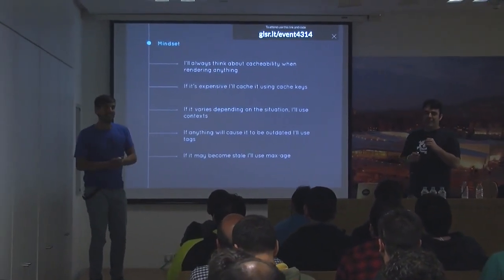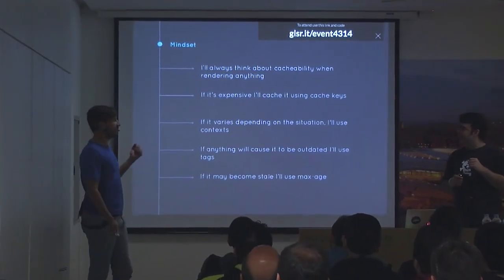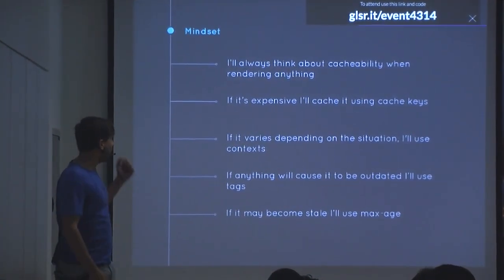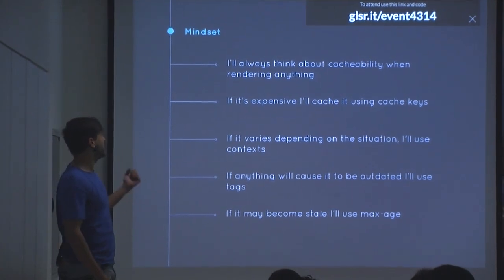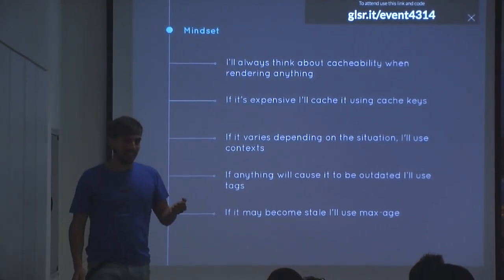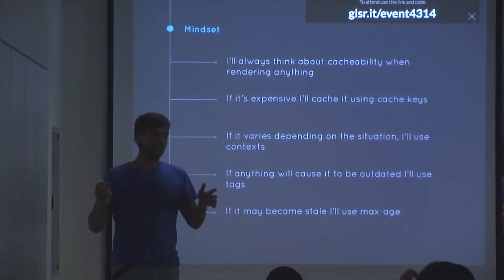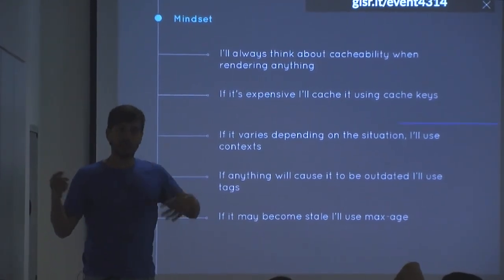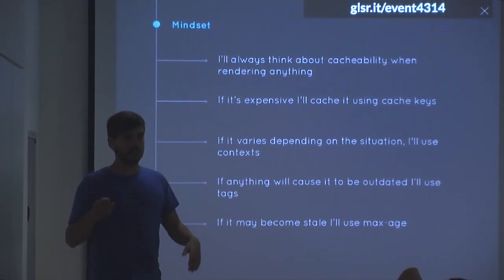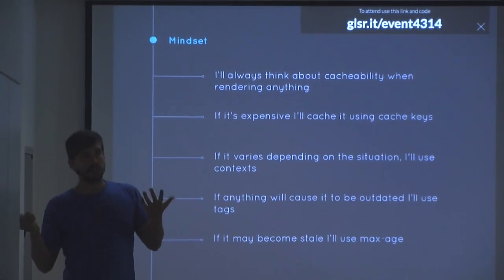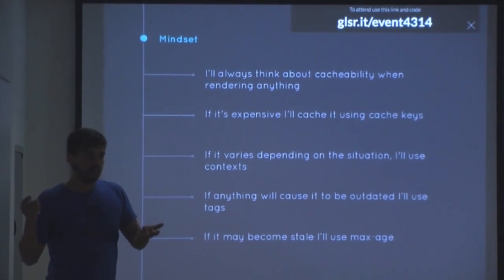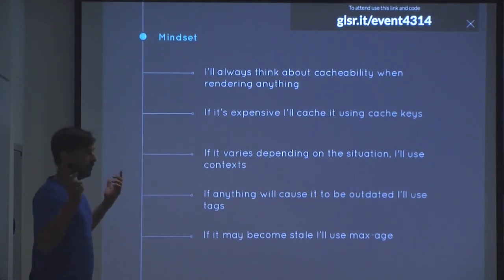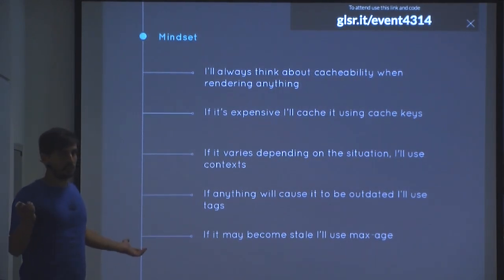Let's make the effort and think about this and tell yourselves, I will always think about cacheability when I'm rendering anything. You at least have to think about it. Sometimes core will provide this for you, and you will learn the situations when you are doing this, but you have to think about it. It's very expensive. If it's expensive, cache it.